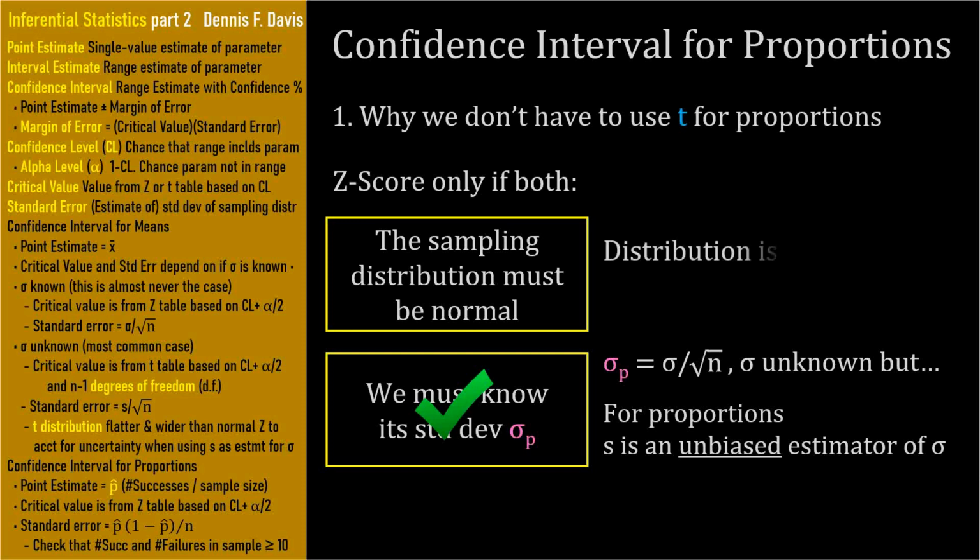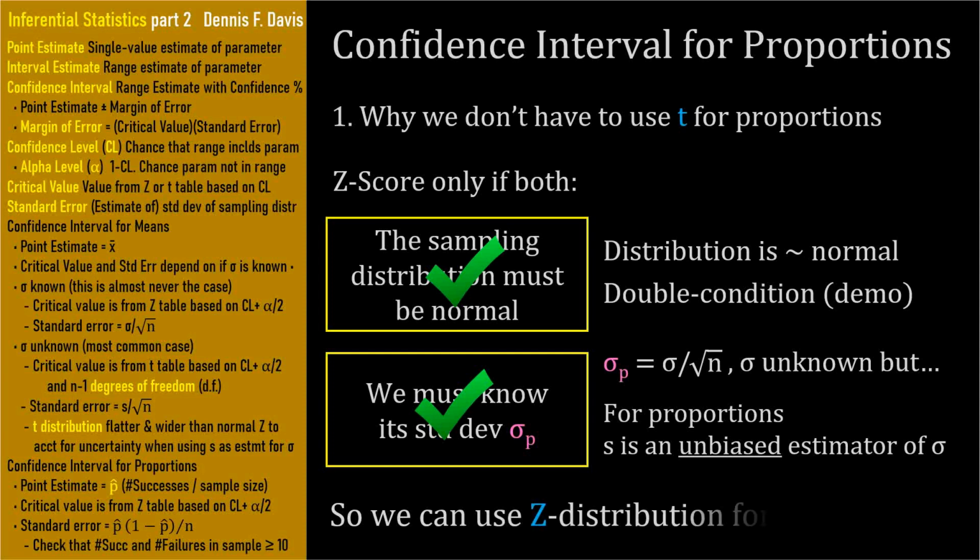For the first criteria, we need to note that the sampling distribution is normal. This is often the case with proportions, and we can check it with the double condition I mentioned earlier. I'll do a demonstration of these conditions next. But assuming they're met, the sampling distribution will be very nearly normal, and we can determine critical values from the normal z-table. And that's why we don't have to use t-distributions for proportions.